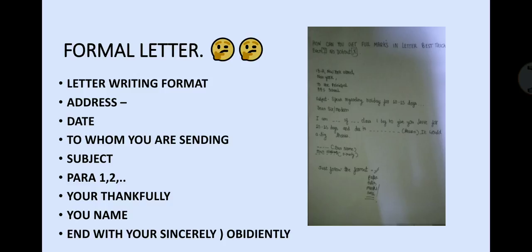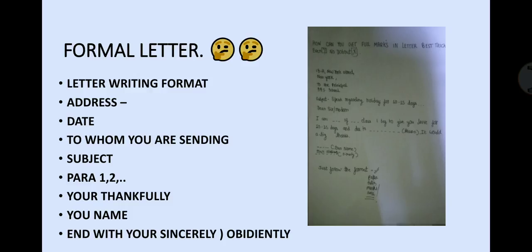Next you have to write the date. I forgot the date, I think so. Yes, I forgot the date. Next you have to write the date on which you are writing. Next, to whom are you sending? You have to write the person you are sending it to. For example, you are writing to your school, so you have to write to the principal, ABC school, whichever school is yours. I am saying ABC school.